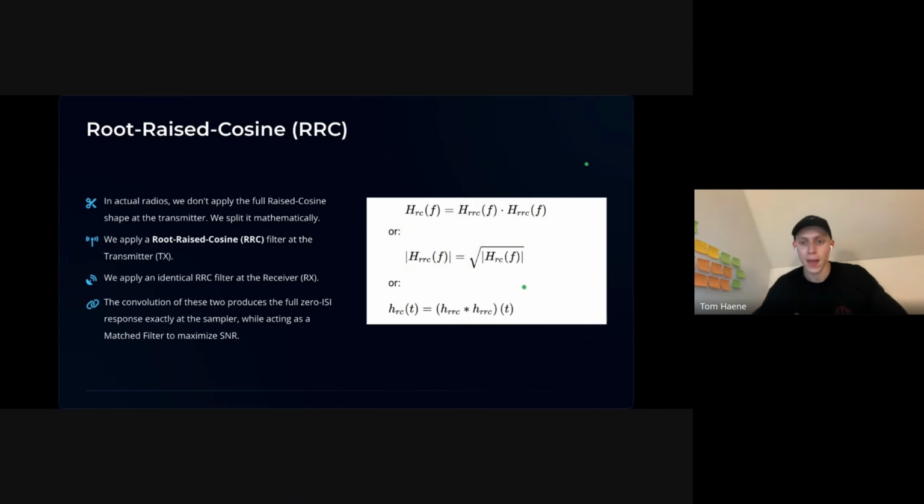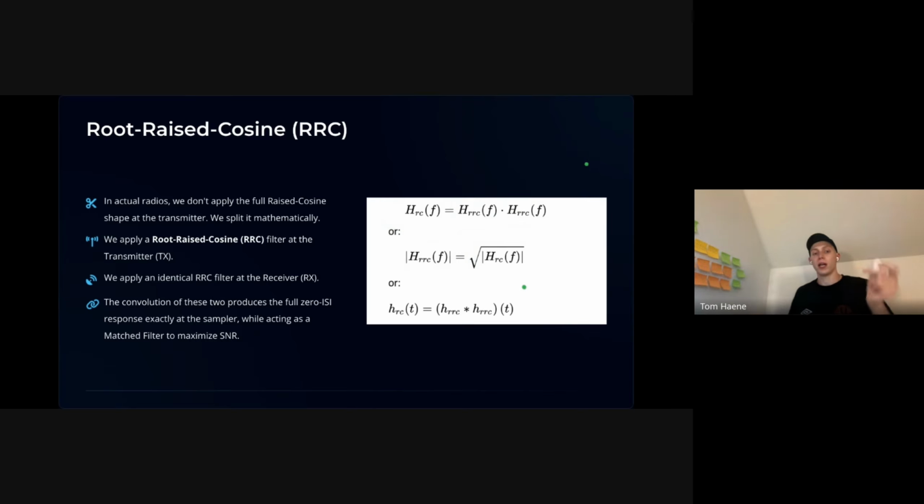And the reason, I won't get into the technical reasons, is that it maximizes SNR. If you're interested, I'd suggest you look up the proof. It's quite cool. It's this idea of a matched filter, and that's what we're doing by applying something at the transmitter and receiver. It's matched, and somehow that maximizes SNR. But the details aren't important for pulse shaping.